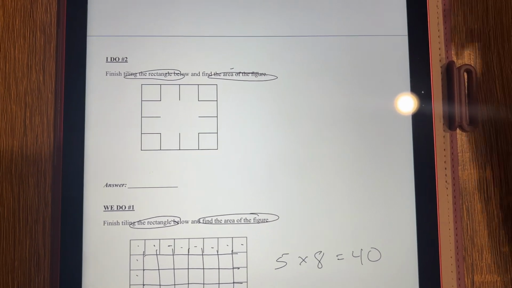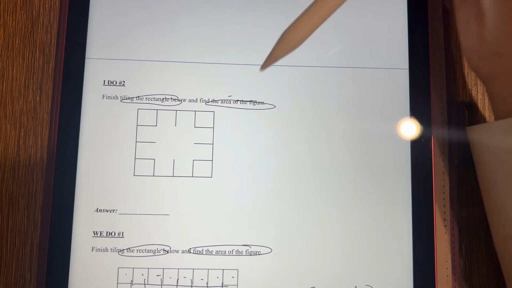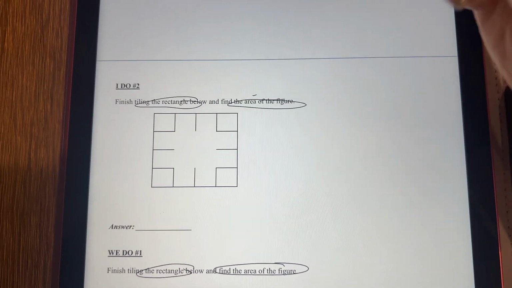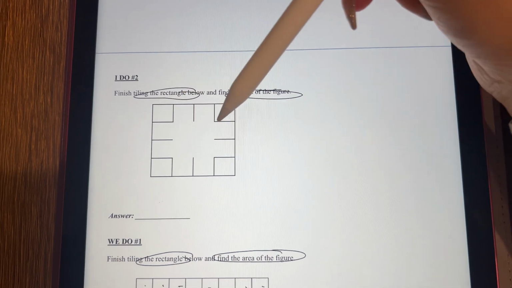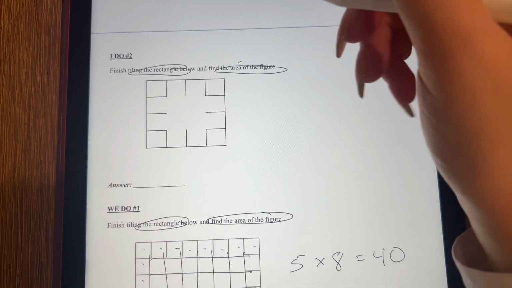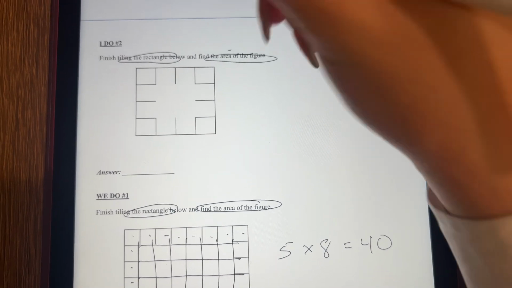Hello. Today, scholars learned how to tile a figure and then find the area of the figure. So the first thing I'm going to do is, when I tile the figure, I want to make sure I'm creating the unit squares inside the figure by connecting my rows and columns. So when I tile, my first step is tile the rows.